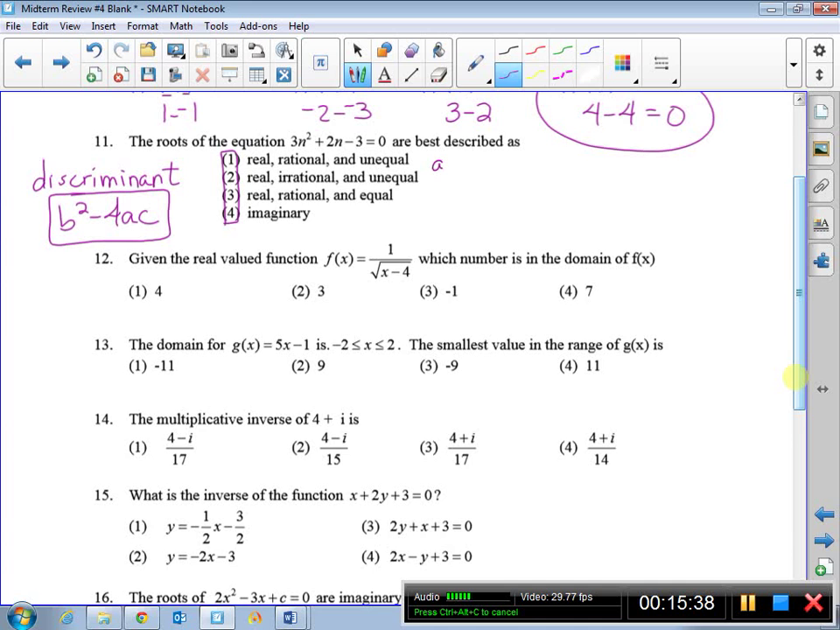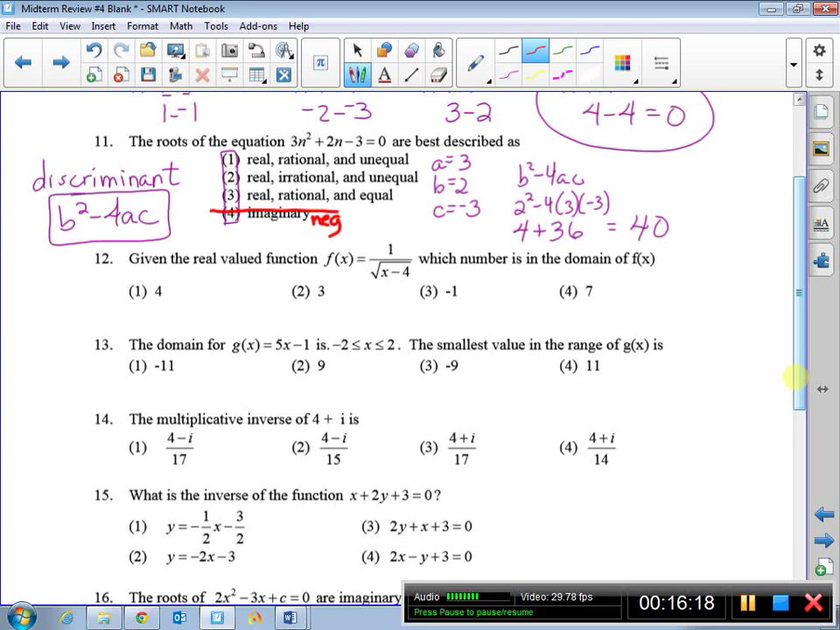So in this quadratic, I see a is 3, b is 2, c is negative 3. So my discriminant would be 2 squared minus 4 times 3 times negative 3. So 4 plus 36. My discriminant is 40. So let's see what 40 tells us. 40 is a positive number. So when the discriminant's positive or 0, our imaginary roots won't happen. Imaginary roots happen when the discriminant is negative.